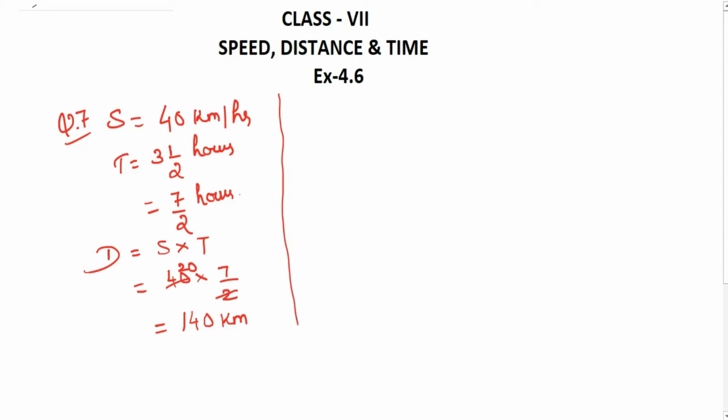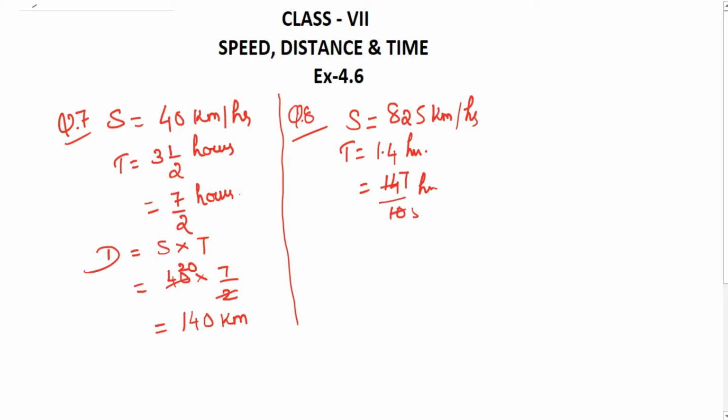Now let us go ahead with the next one. Question number 8. It is saying an aeroplane flies at a uniform speed. Again the speed is given as 825 kilometer per hour. And next it is saying what distance it is going to cover in 1.4 hours. The time is given as 1.4 hours. Now here you can do one thing, you can remove the decimal and divide it by 10. Now 2 sevens are 14, 2 fives are 10. So the time is now converted into 7 by 5 hours. Now we can apply the formula of distance, that is speed into time. So we will put the values 825 into 7 upon 5. Now 5 ones are 5, carry forward 3, 5 sixes are 30, carry forward 2, 5 fives are 25.